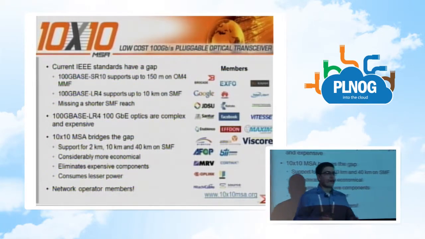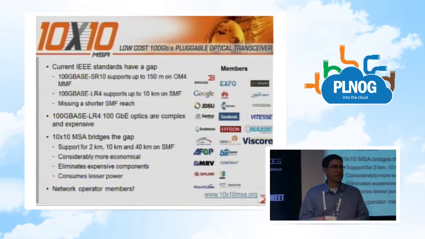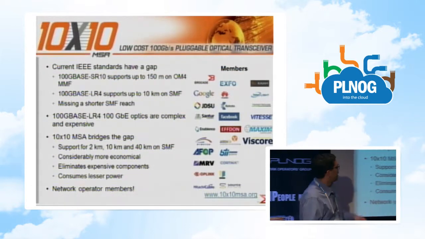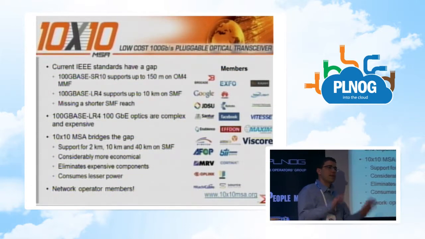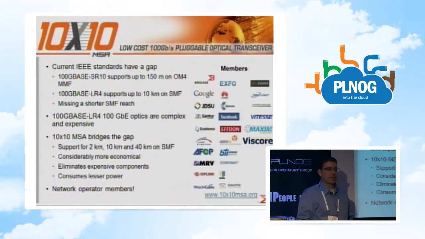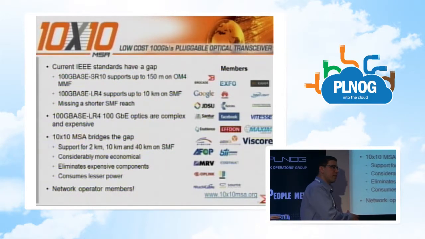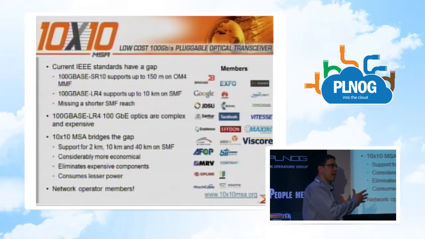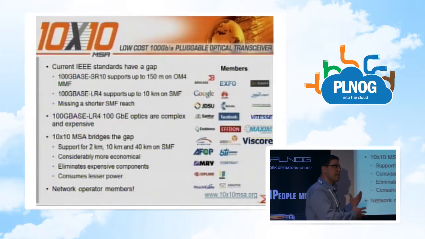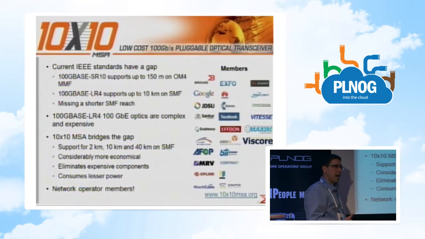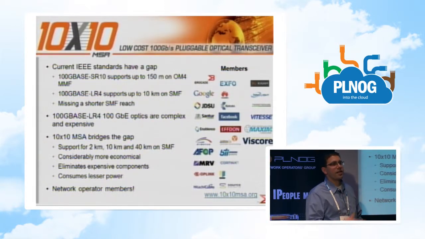So rather than use the 4x25 optical signaling that the IEEE defined, the 10x10 Alliance said, no, let's use a 10x10 optical signaling. So as I had shown before in the electrical signaling, where you have 10x10 electrical signaling between the router and the pluggable optic, the 10x10 Alliance says, let's use that same signaling to do a first generation optical interface as well.